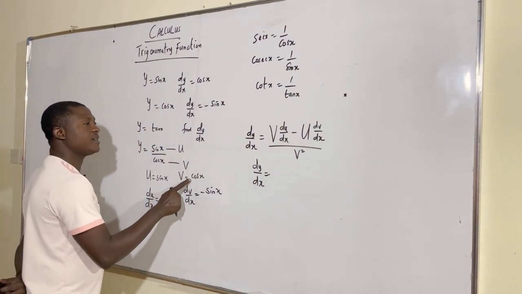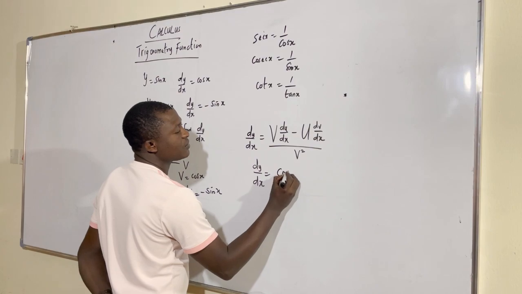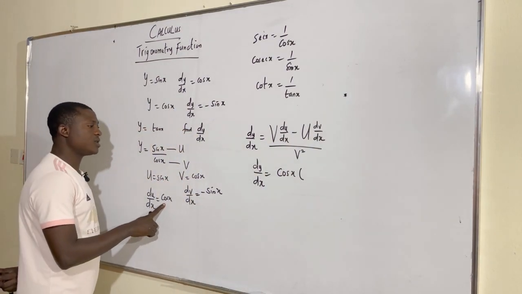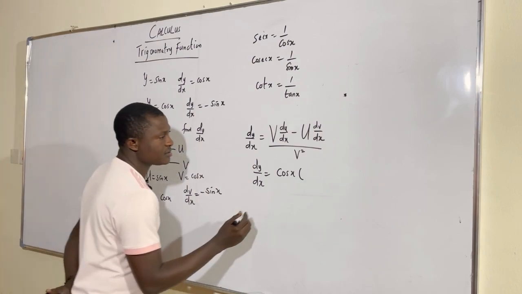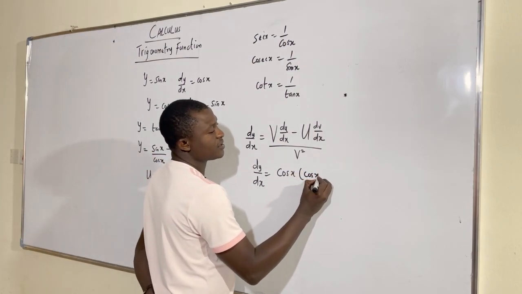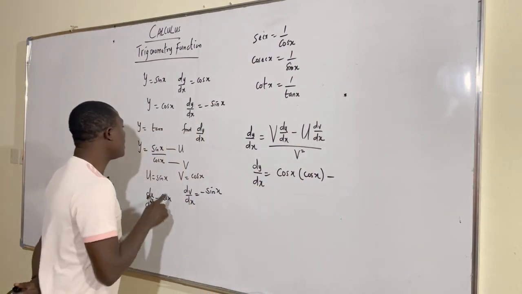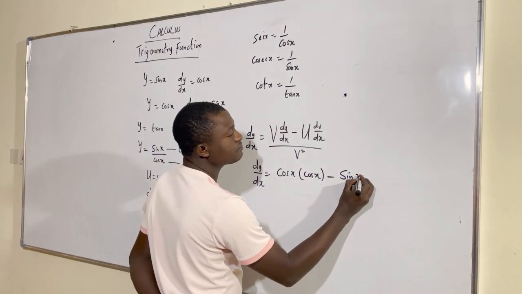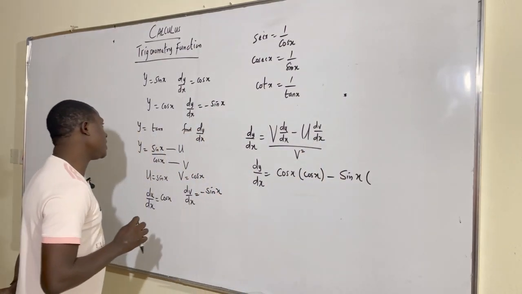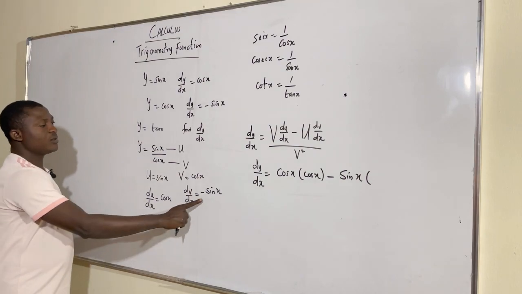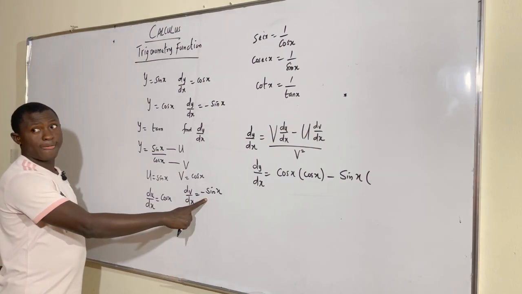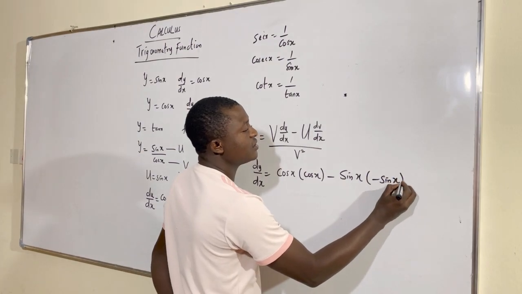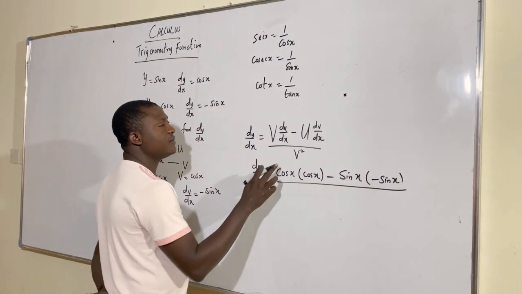Our v that we have here is cos x. We have cos x du/dx. So our du/dx here is also cos x. We have cos x minus u. Our u that we have here is sin x. We have sin x. We have dv/dx to be also what? Minus sin x, all divided by v squared.